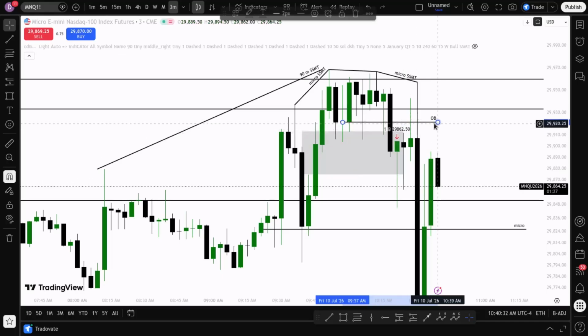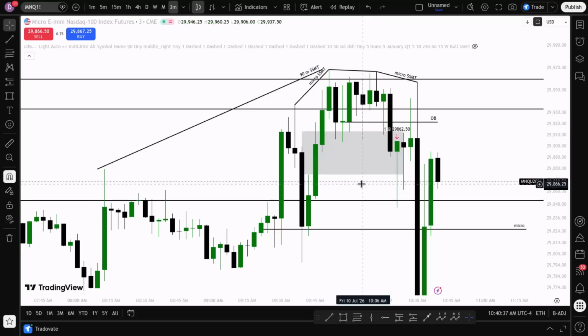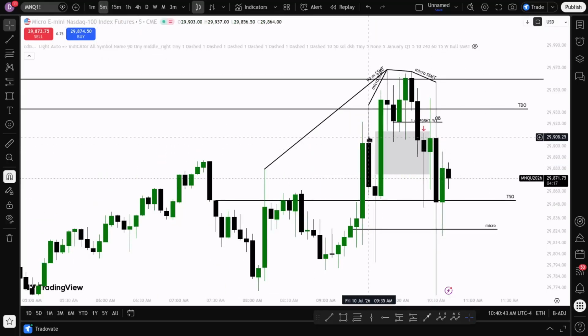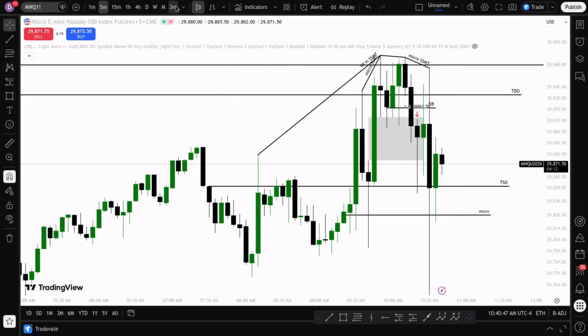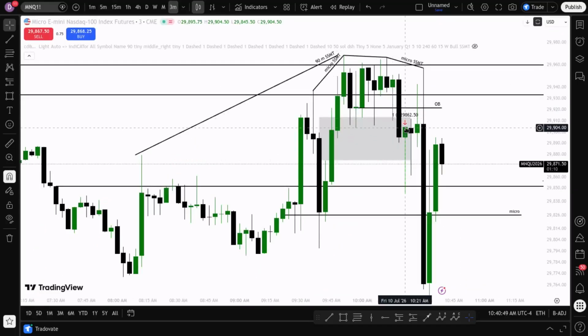So going into the 3-minute chart, this is where I marked the order block. So it's not the cleanest order block, but it is the two green candles that you see there. And on the 5-minute though, we were a little cautious because we have a fair value gap that we were wanting to inverse, and price touched there a few times.